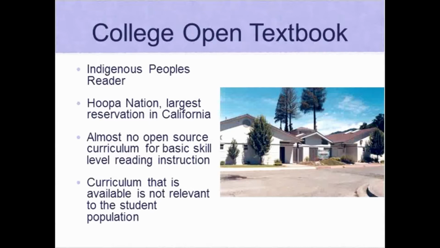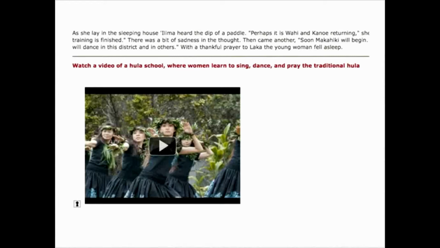And you can see the picture here. This is actually the campus on the Hoopa Reservation. And so I got started. What I decided to do was create an Indigenous Peoples reader. So instead of 15 chapters of The Hound of the Baskervilles for 15 weeks, every week they're going to get a reading that is based on the oral narrative traditions of various Indigenous peoples from around the world.